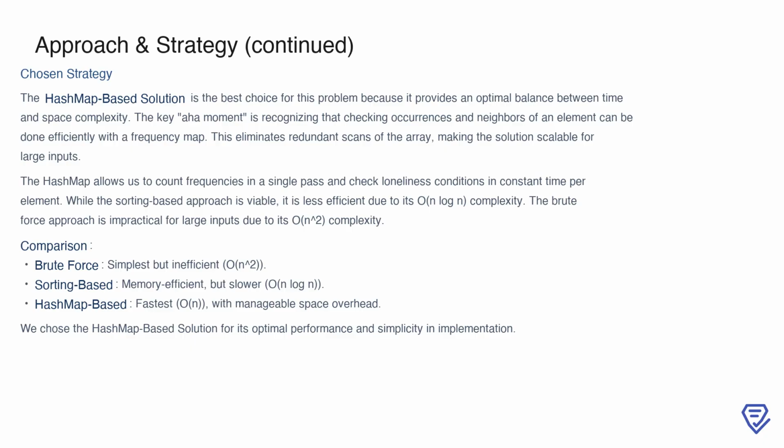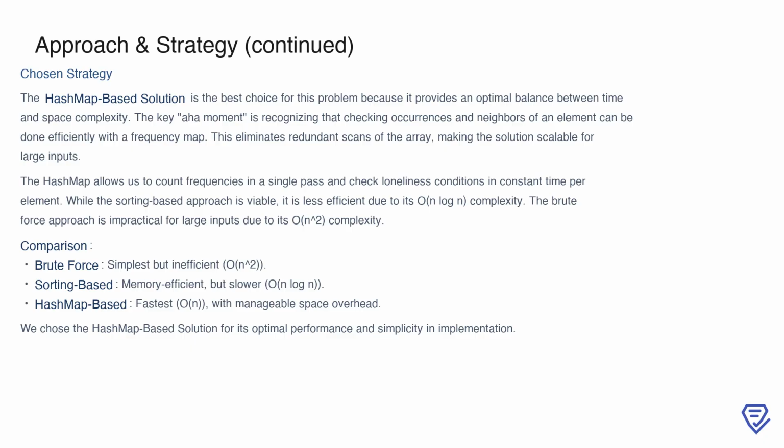The key insight here is recognizing that using a frequency map allows us to efficiently count occurrences and check loneliness conditions in constant time for each element. This eliminates the need for redundant scans of the array. With a linear time complexity of O(n), and a manageable space overhead of O(n), this strategy provides the best balance of speed and memory usage.